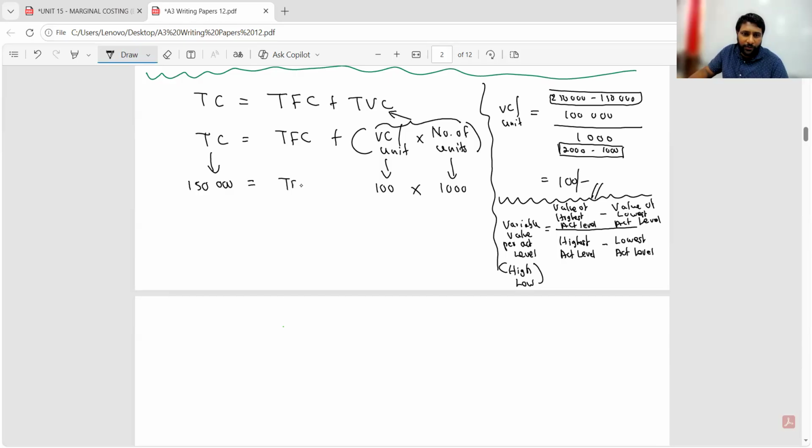Now I have to find the total fixed cost. So 150,000 equals total fixed cost plus 100,000. Take it to the other side. 150,000 minus 100,000 is the total fixed cost. Then total fixed cost is how much? 50,000.